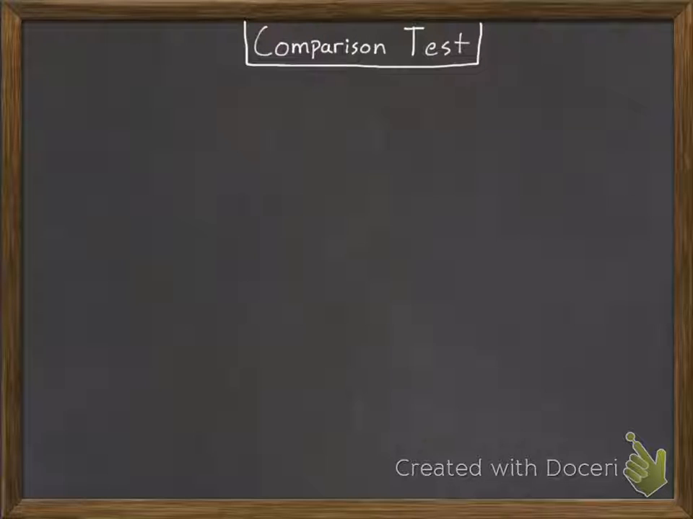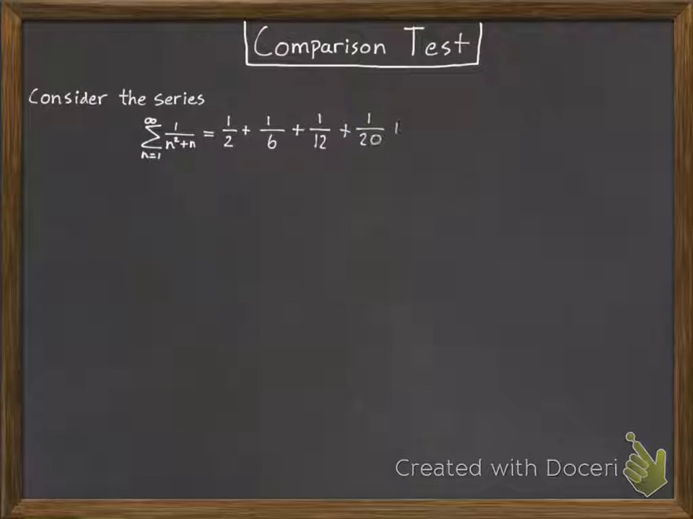Hey, welcome back. In this video, we're going to talk about the comparison test, really the first part of the comparison test. To get us started, I'd like you to consider the series sum from n equals 1 to infinity of 1 over n squared plus n. If I write out the first few terms, this is what I'm going to get: 1/2 plus a 6th plus a 12th plus a 20th.